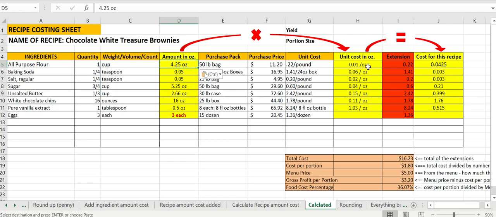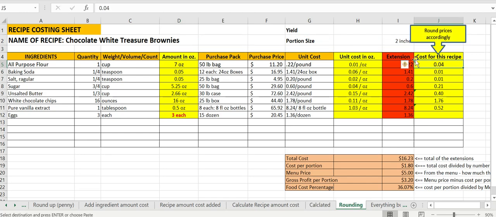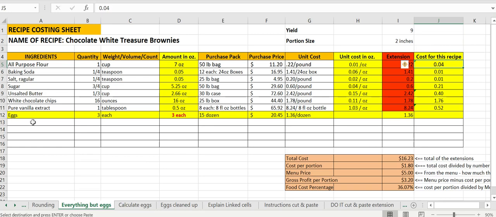I'm going to do the same thing that we did over here. I'm going to round these numbers to the nearest penny, to make it easier so that we consider this money, which is what it is, so that we're not looking at all kinds of weird numbers. We're looking at numbers rounded to the penny, okay? Now, we have done everything here but the eggs.